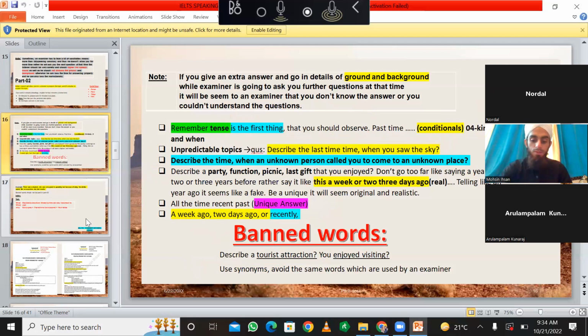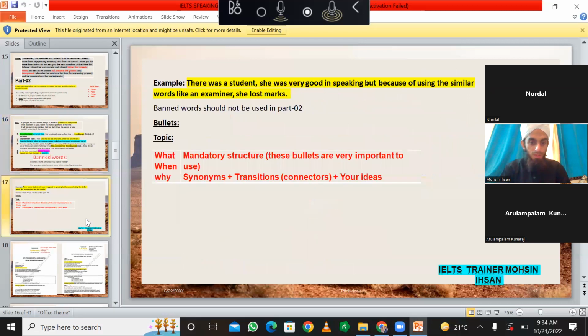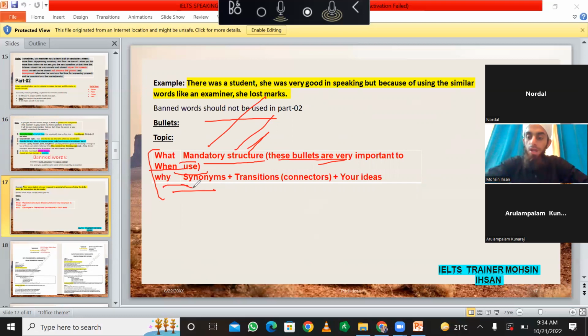Learn different synonyms. I might have shared the synonym list with you as well. Go for those synonyms. Keep the double questions in mind: what I should share, what has been asked from me, when and why, when it took place or when it happened, and why this is memorable to me, why I am still remembering that, right?